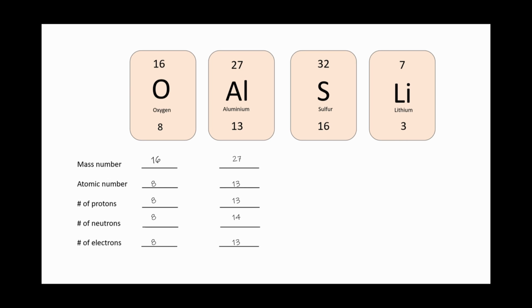Next, we have aluminum. The mass number is the bigger number on the periodic table, so that's 27. The atomic number is the smaller number, that's 13. The number of protons is equal to the atomic number, so that's also 13. The number of neutrons is equal to the mass number minus the atomic number, so that's equal to 14. The number of electrons is always equal to the number of protons in an atom, and that is also 13.